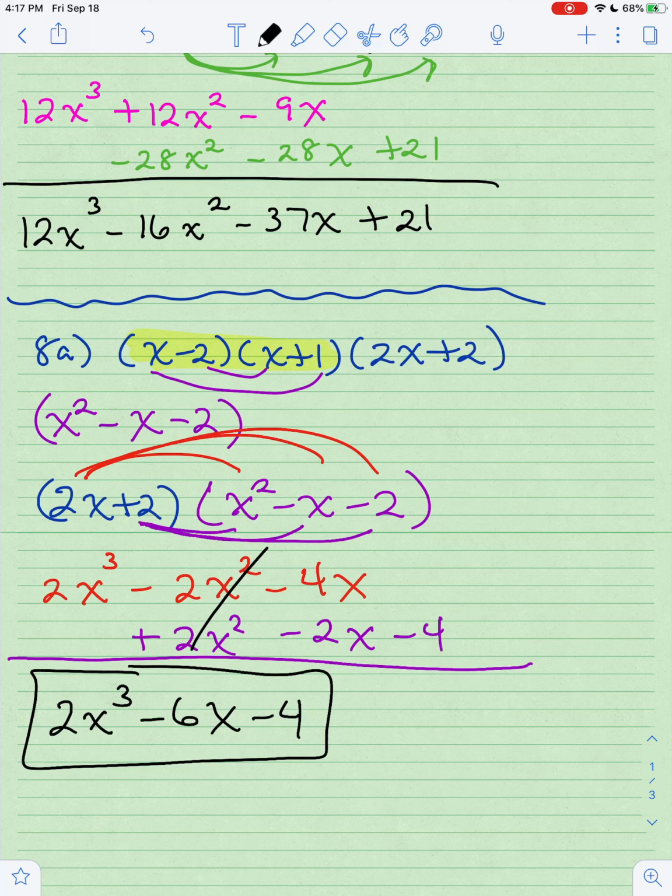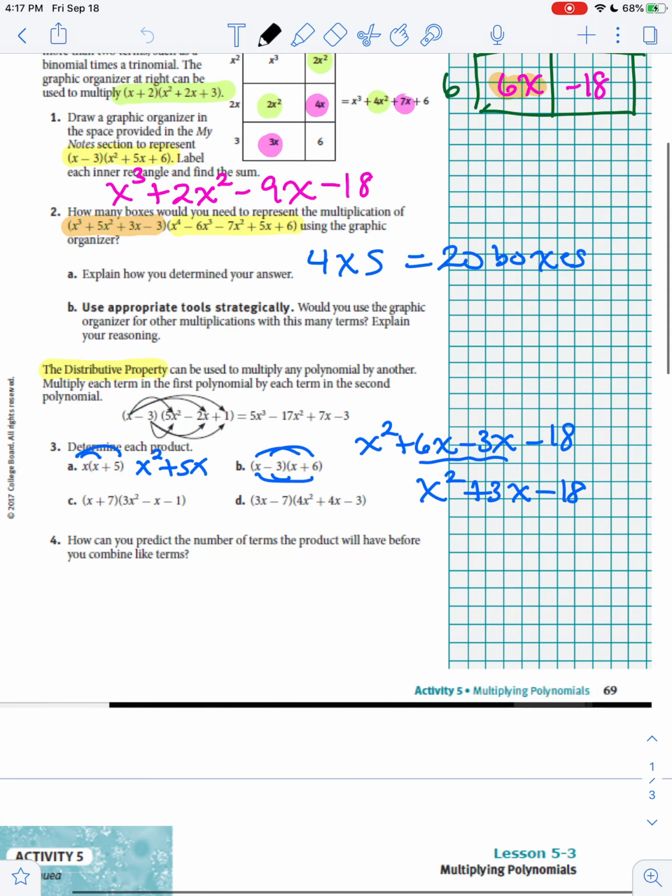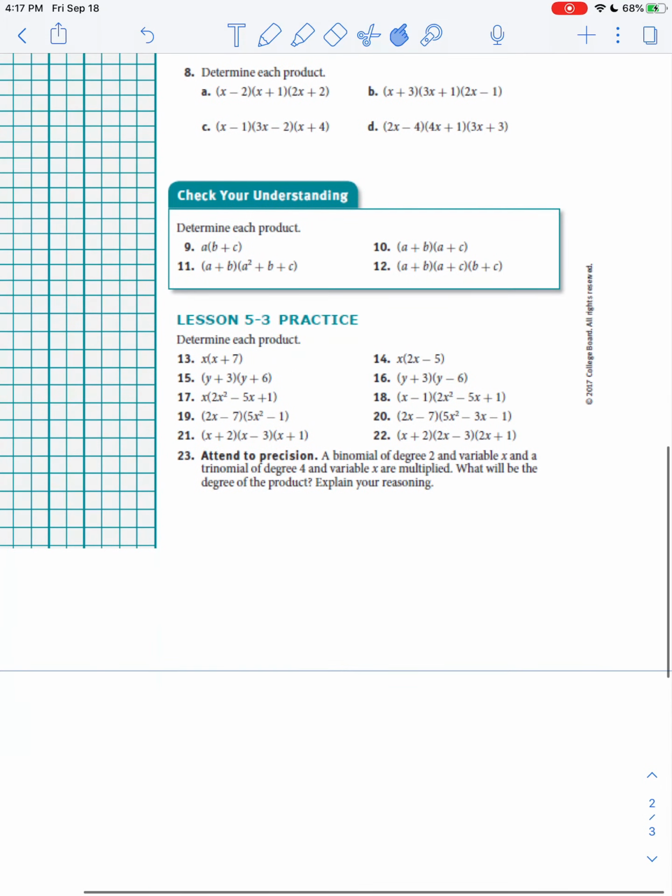Okay. So you've got some practice problems to work on now. If we go back to our lesson, you have some practice problems to do. Let's go to those. 13 through 22, and give those a try. And I could do more examples if you need to in class when I see you on Zoom. So don't forget to check your answers, and please let me know if you have any questions. I'm happy to go over them.